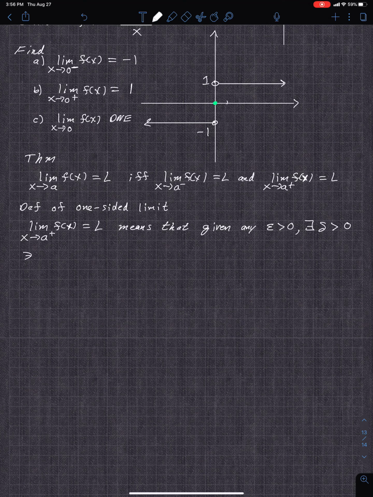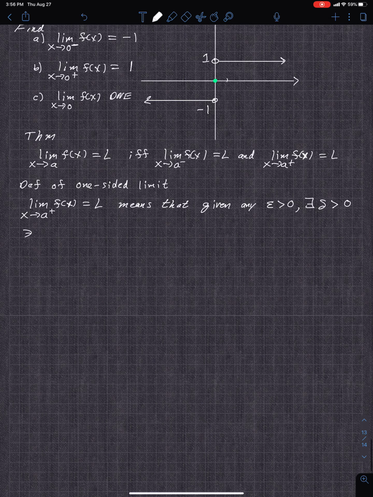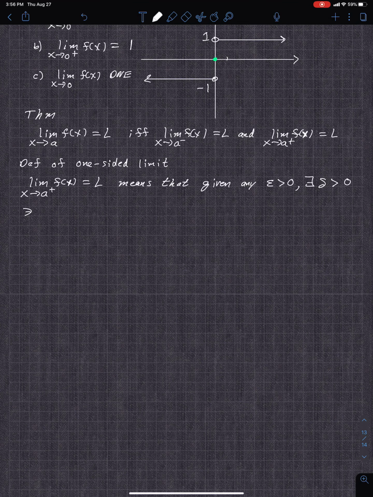and this is where we're going to use the difference. So you have 0 less than x minus a less than delta implies, and the rest is the same, the absolute value of f of x minus L is less than epsilon. So this is as close as we want to get, infinitely close, right? So you just keep going. It could be however small a number you want.